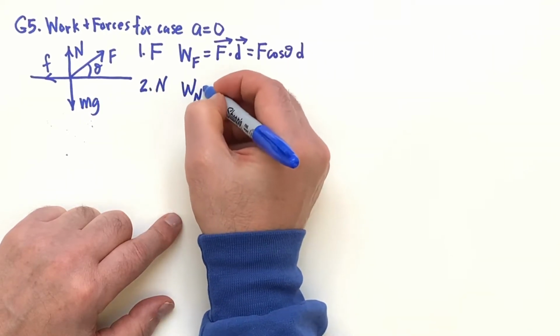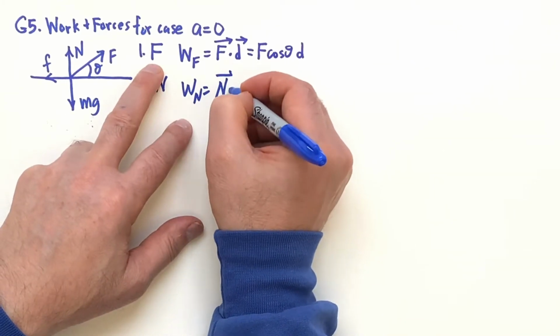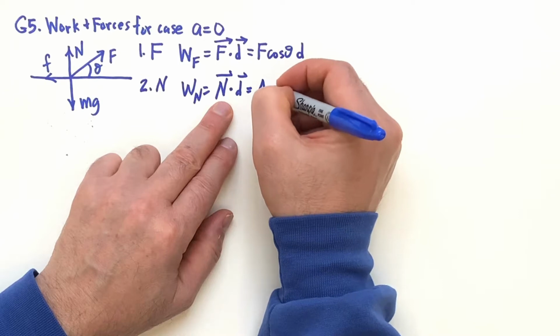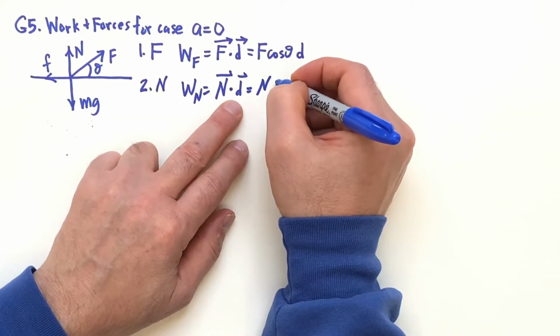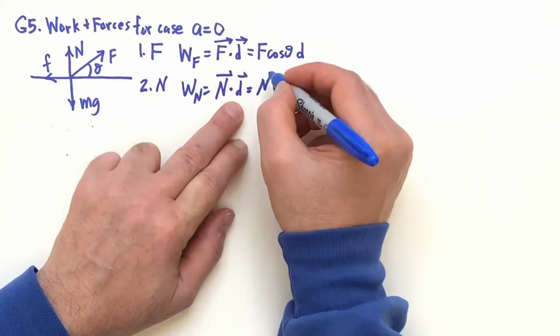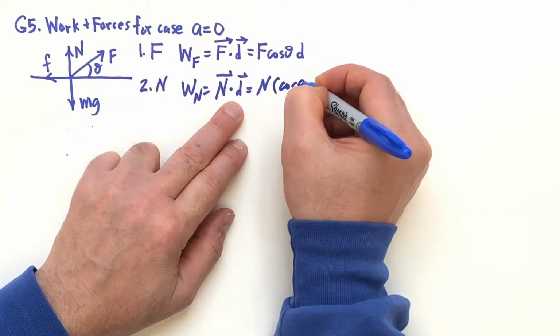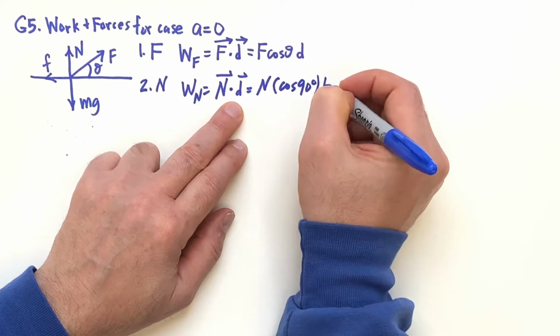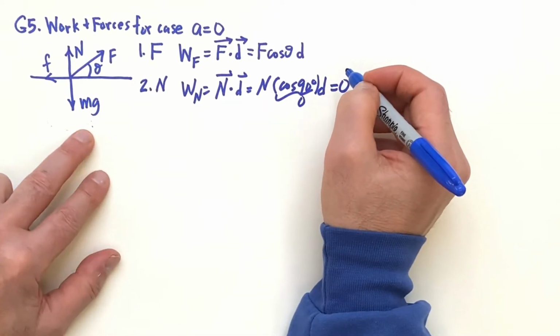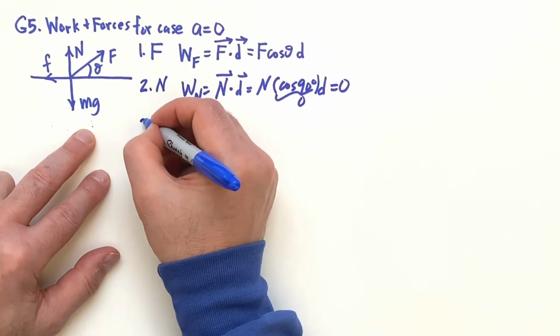2, the normal force N. Well, the normal force, that's going to be N dot d. And that's going to be the magnitude N, and here we're going to have 90 degrees. So we want the cosine of 90 degrees times d. And since this is 0, there is no work. The normal force doesn't do any work.